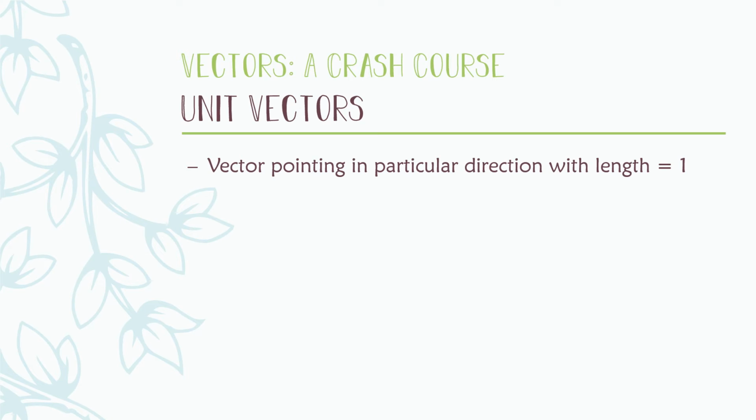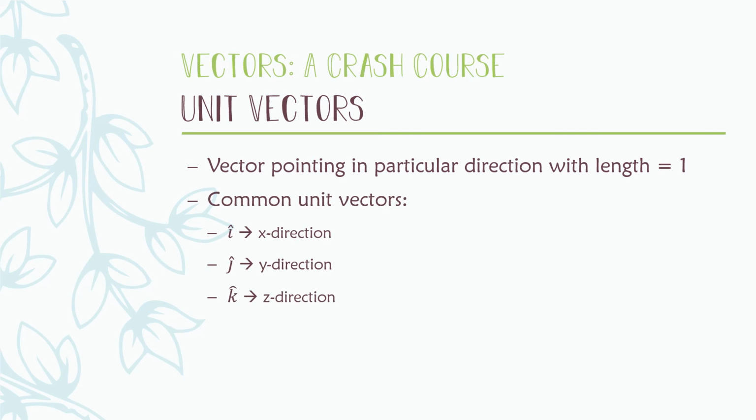Now, something that's new in AP Physics that we haven't seen before is something called a unit vector. A unit vector is a vector that points in a particular direction, but its length is equal to 1. So when we multiply a unit vector times a number, it doesn't change that number, but it just gives it a direction. The most common unit vectors that we'll see throughout all of AP Physics are i hat, j hat, and k hat. Notice that they're called hat because they have a little hat on top of the symbol.